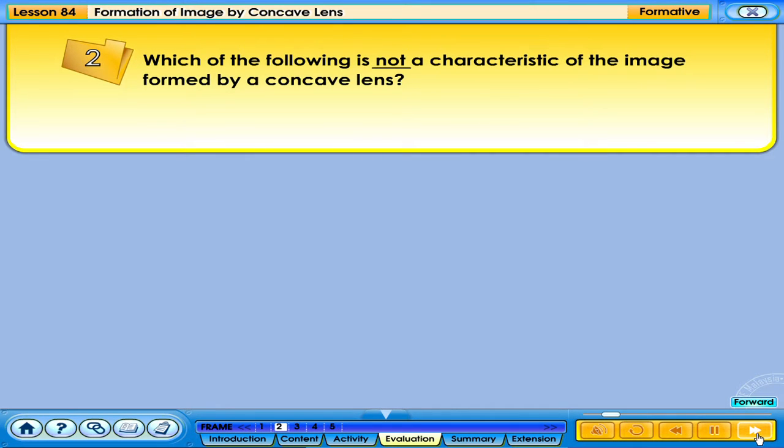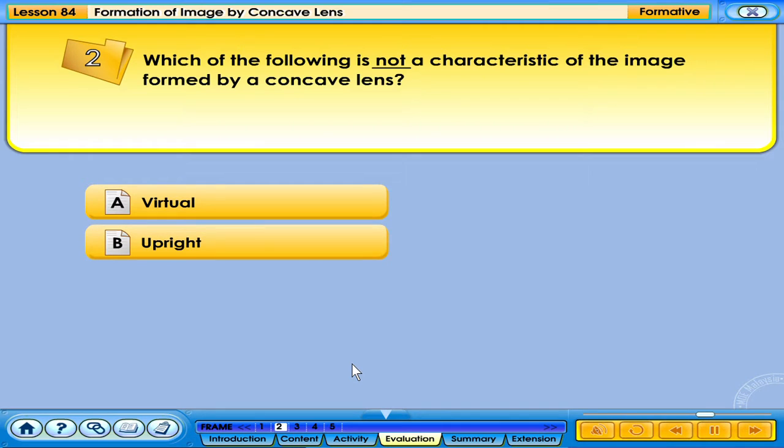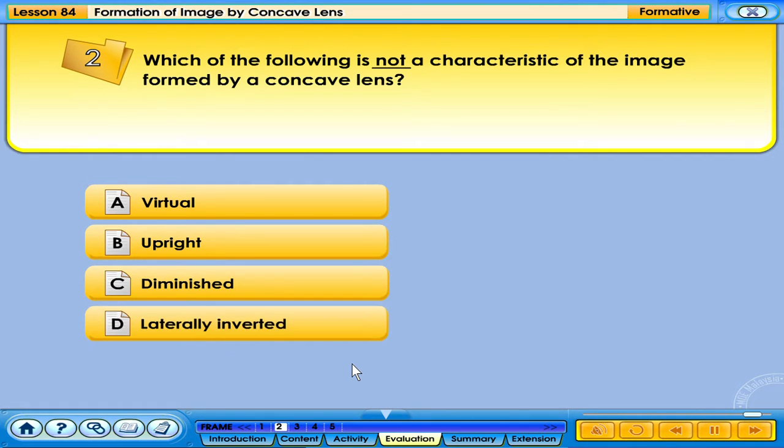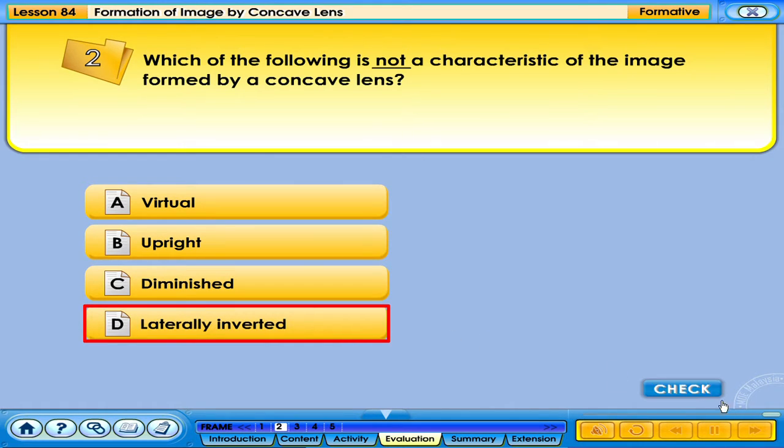Which of the following is not a characteristic of the image formed by a concave lens? A. Virtual. B. Upright. C. Diminished. D. Laterally inverted. Your answer is correct.